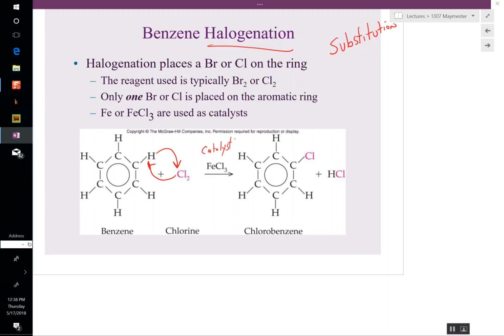At the end of chapter 11, there's a bunch of reactions. We'll look at them right now, I think. But whether this would be bromine or iodine or fluorine, they proceed the same way. You'd get one halogen on the aromatic ring, and you'd get HF or HI or HBr.